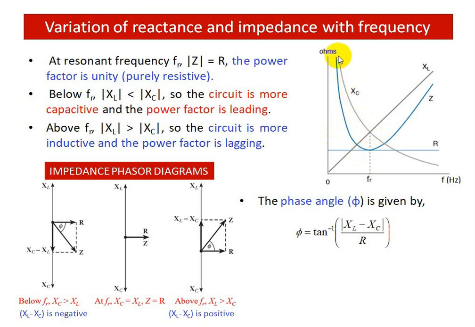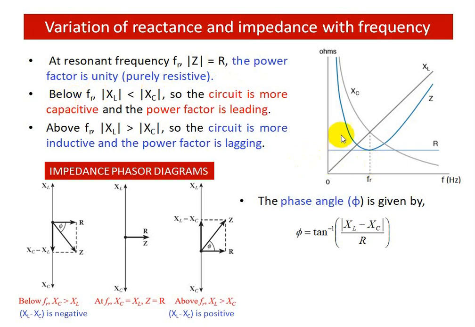As far as impedance is concerned, at low frequency impedance will be more, and as frequency increases the impedance decreases, and the impedance will be minimum and equal to resistance R at resonance, and with further increase in frequency the impedance of the circuit increases. So at resonant frequency, the magnitude of Z will be equal to the resistance of the circuit, and the power factor is unity. The circuit behaves like a pure resistive circuit.